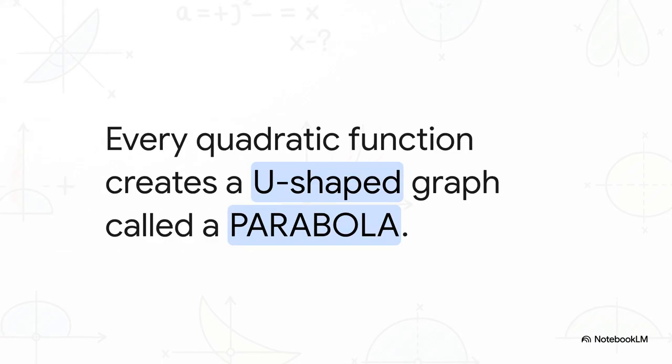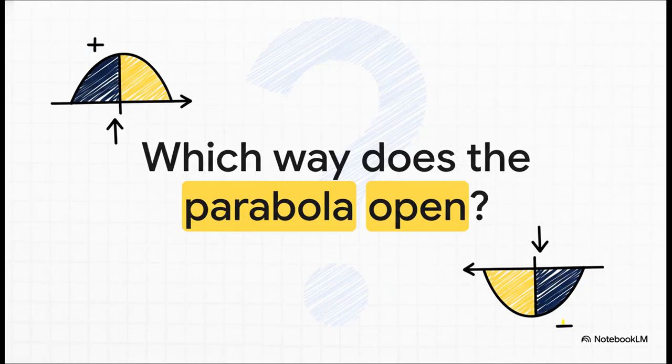So what happens when you take this formula and actually graph it? You get this really beautiful, perfectly symmetrical U-shaped curve. And this distinct shape has a name, a parabola. Every single time you graph a quadratic function, this is what you're going to get. No exceptions. All right, so that leads to the next logical question, right? If it's always this U shape, does the U always open up to the sky, or can it open downwards too? And more importantly, how can we tell just by looking at the formula?